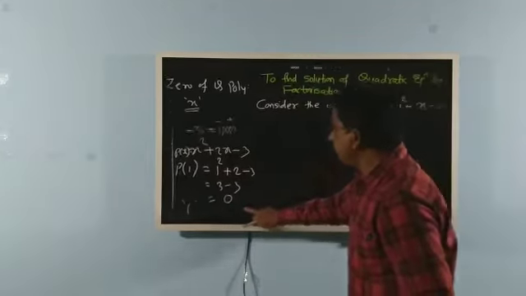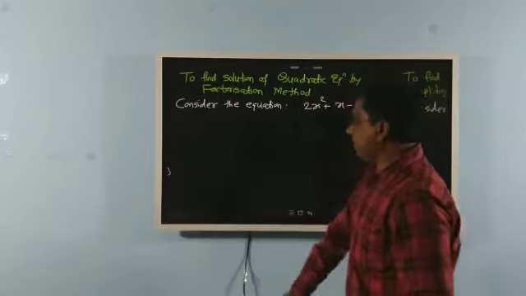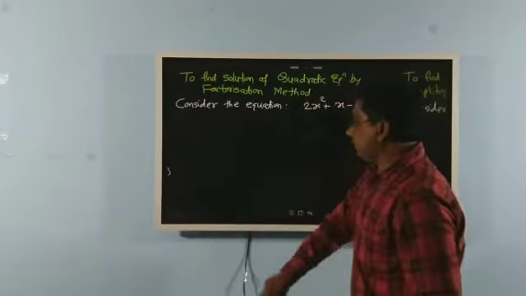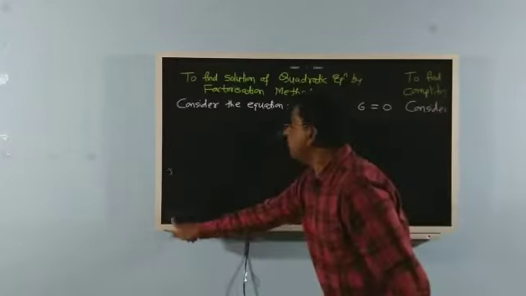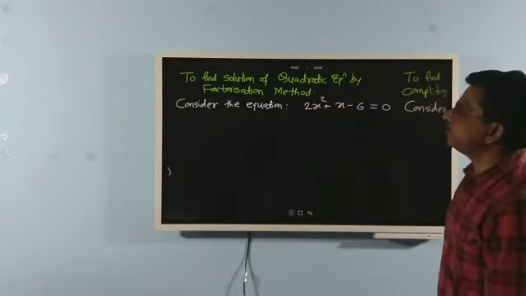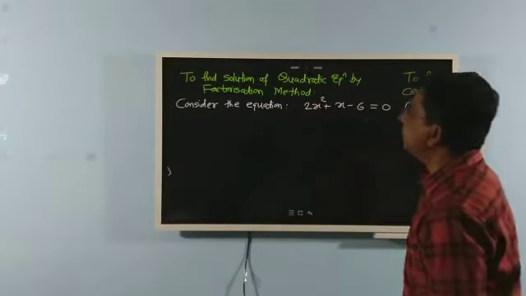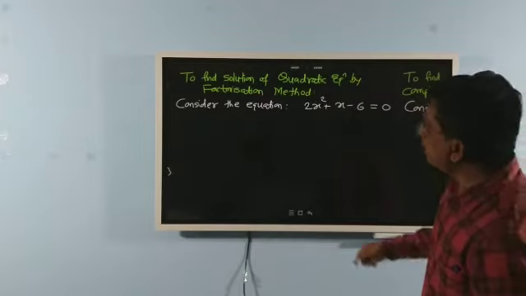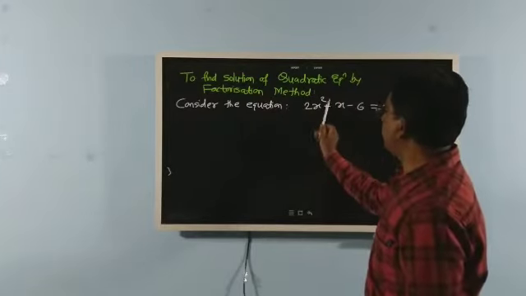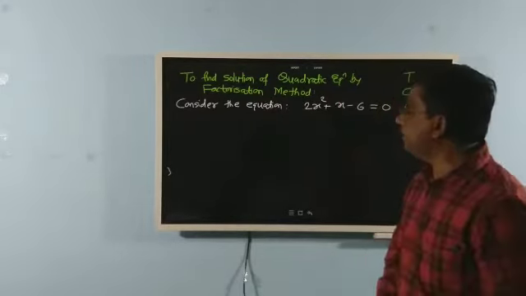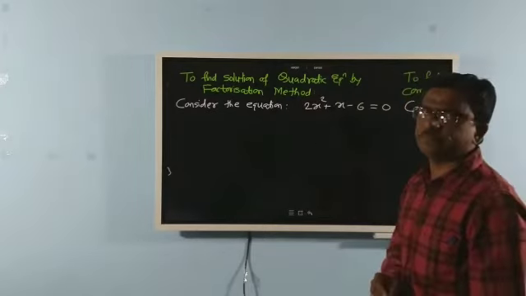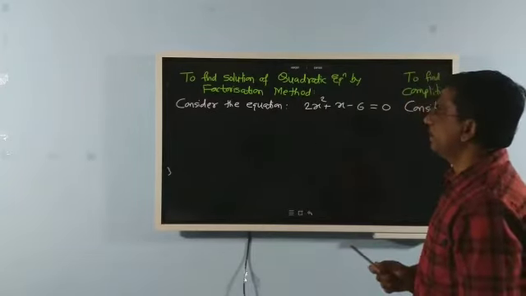Okay. Now after this, the aim of our class is to find the solution of quadratic equation. Now we are going to find how to go about finding the solution of quadratic equation. There are several methods. Out of that, the first method is the factorization method. Here I want to factorize this polynomial and by factorizing, I want to find the solution of this quadratic equation.